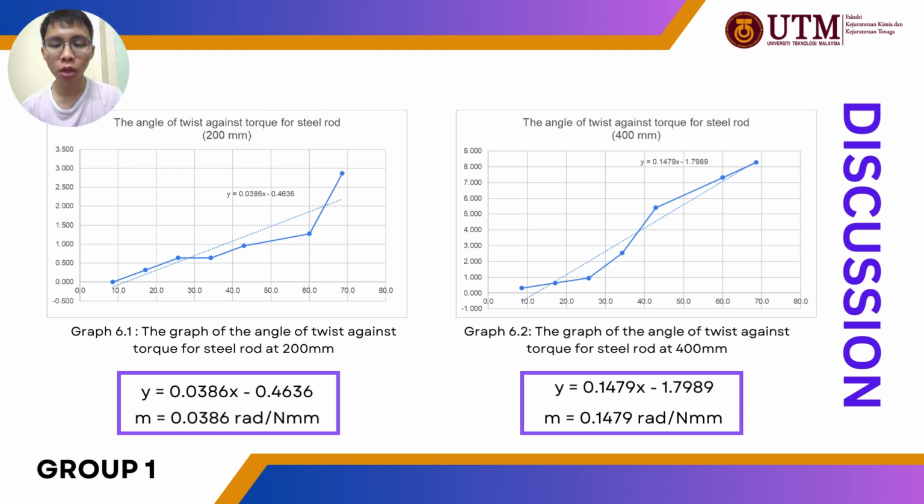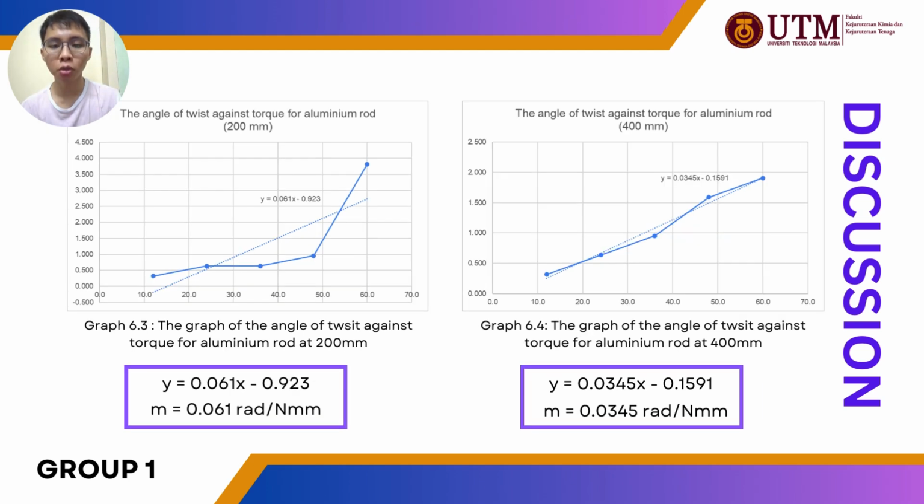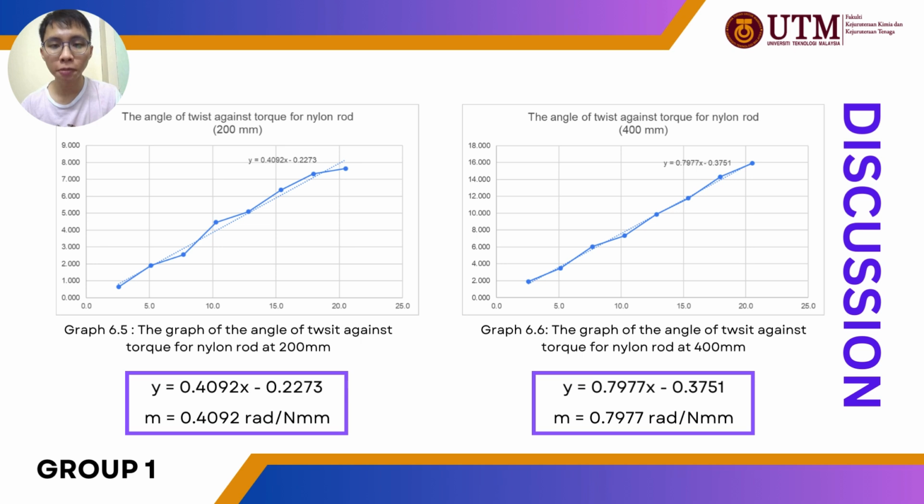The graphs shown below are the graph of angle of twist against torque for steel rod at 200mm and 400mm. You may pause the video to go through the graphs. The graphs shown below are the graph of angle of twist against torque for aluminium rod at 200mm and 400mm. Again, you may pause the video to go through the graphs. Lastly, these two graphs are the graph of angle of twist against torque for nylon rod at 200mm and 400mm.